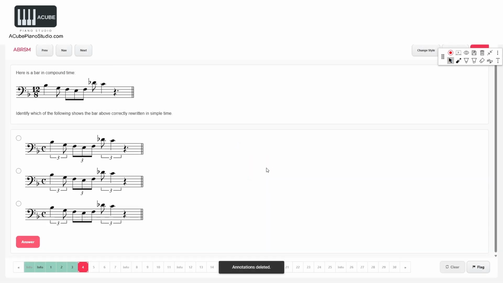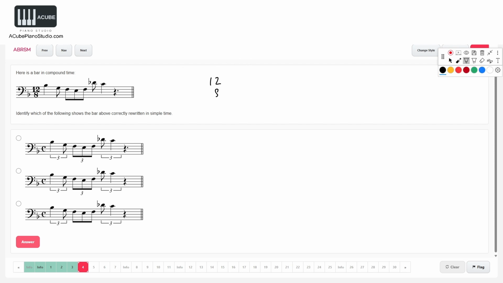Alright, now this is compound time, and you're going to write it in simple time. For my students, I usually say that if you have compound time, the first thing you do is make sure that you change the compound time into simple time. But if you look at this, all of them have the same simple time. So definitely 12/8 in compound time, when you change it to simple time, must be 4/4.